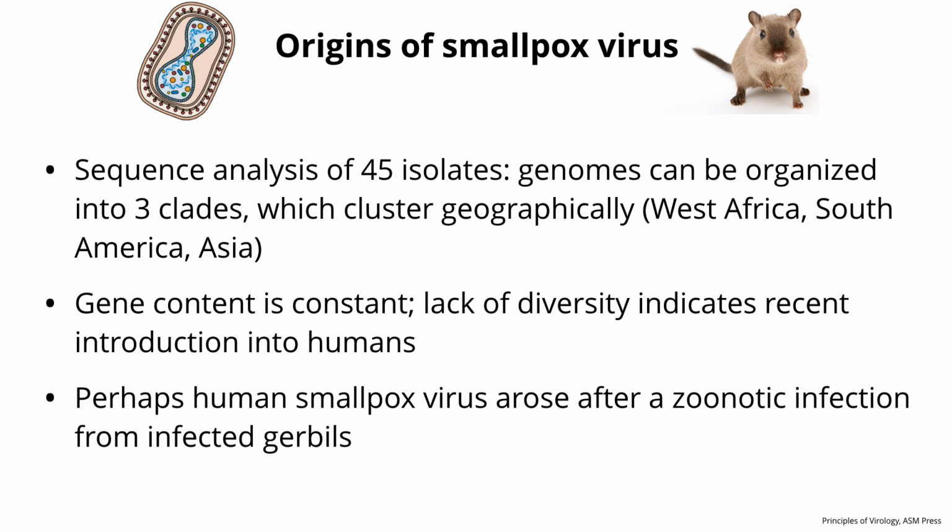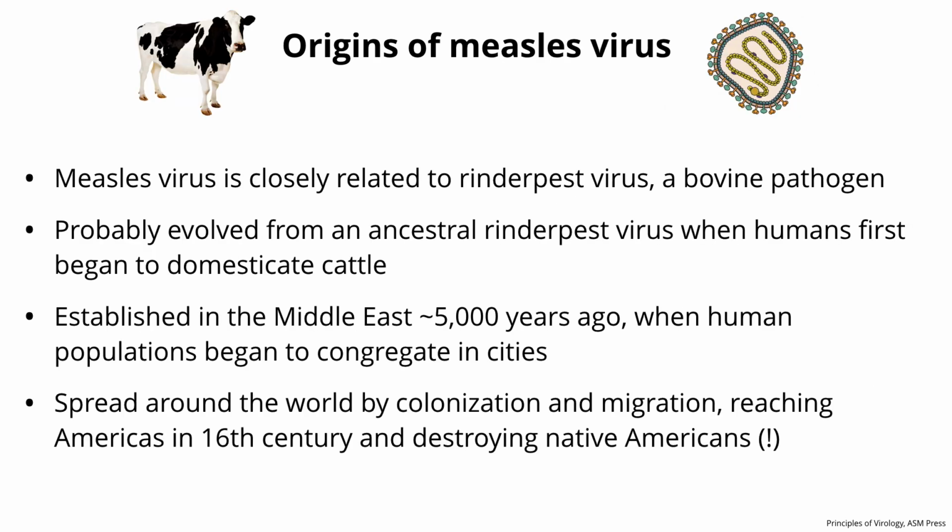That's one of many examples. All the viruses we have today in us originated from animal viruses, and as we get new ones, they come from animals as well. Another example is measles virus. This is related to rinderpest virus, which is a pathogen of cows.